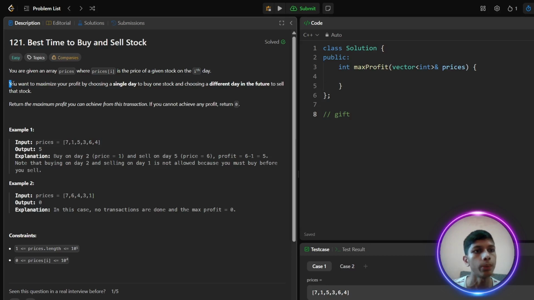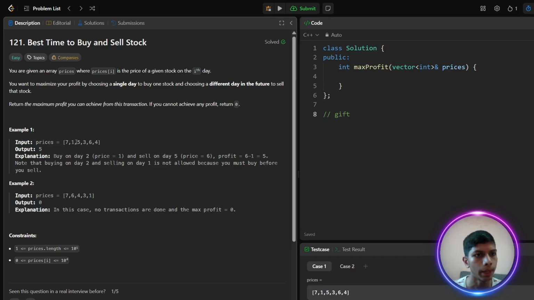You want to maximize your profit by choosing a single day to buy one stock and choosing a different day in the future to sell the stock. So what it is saying? It is saying that we have to buy our stock on a day and then sell our stock on another day in the future.